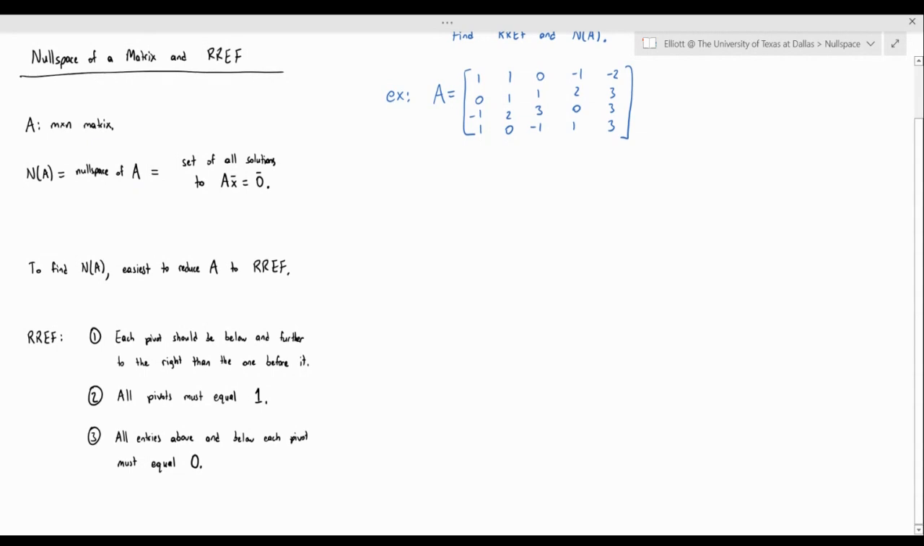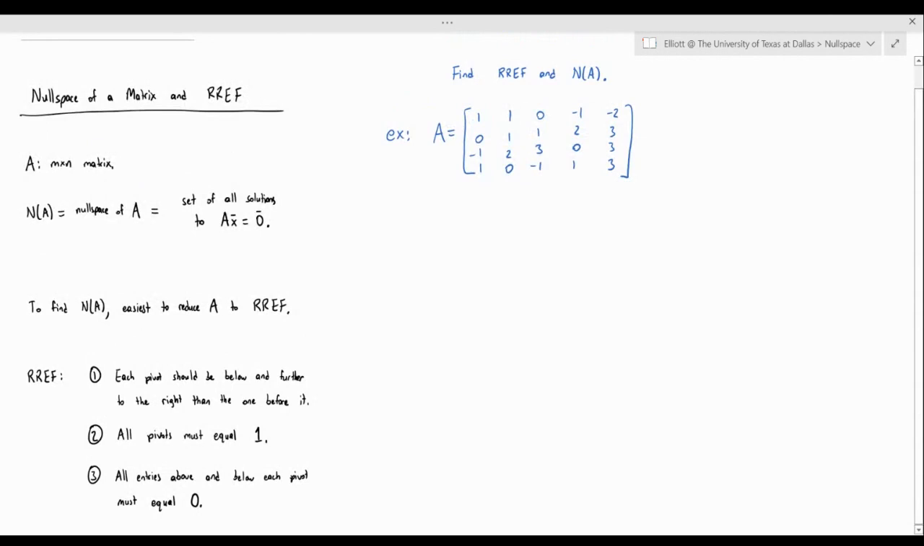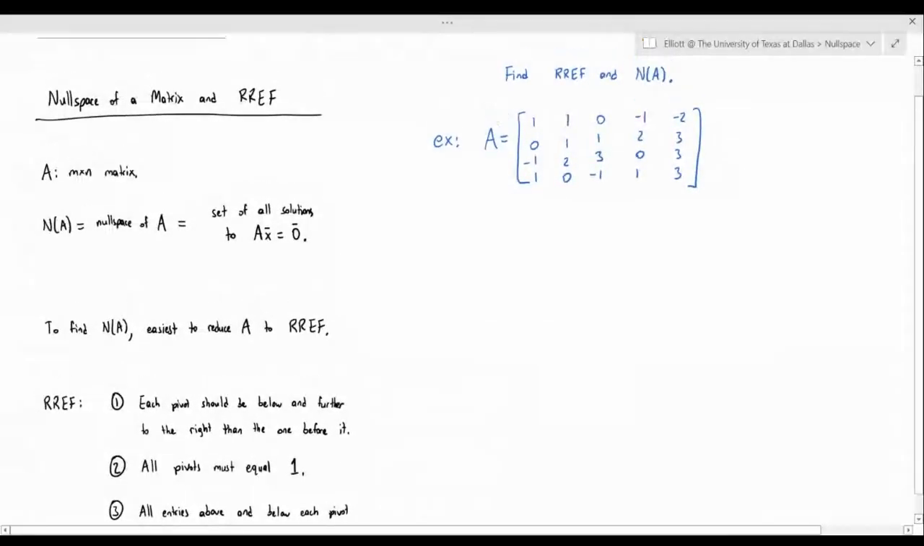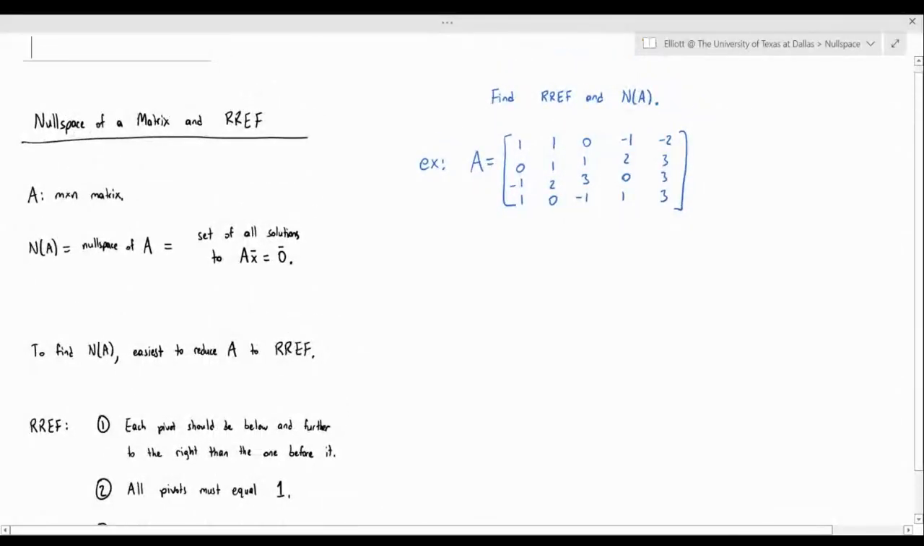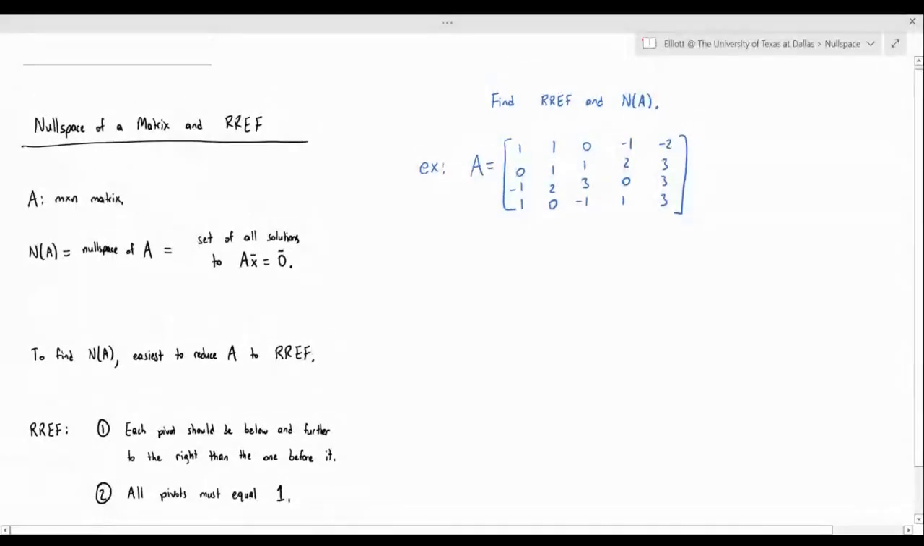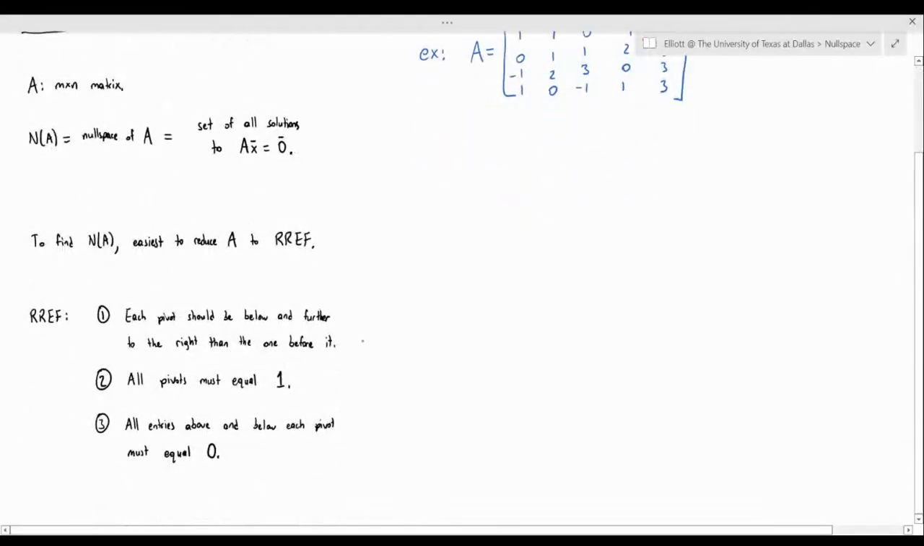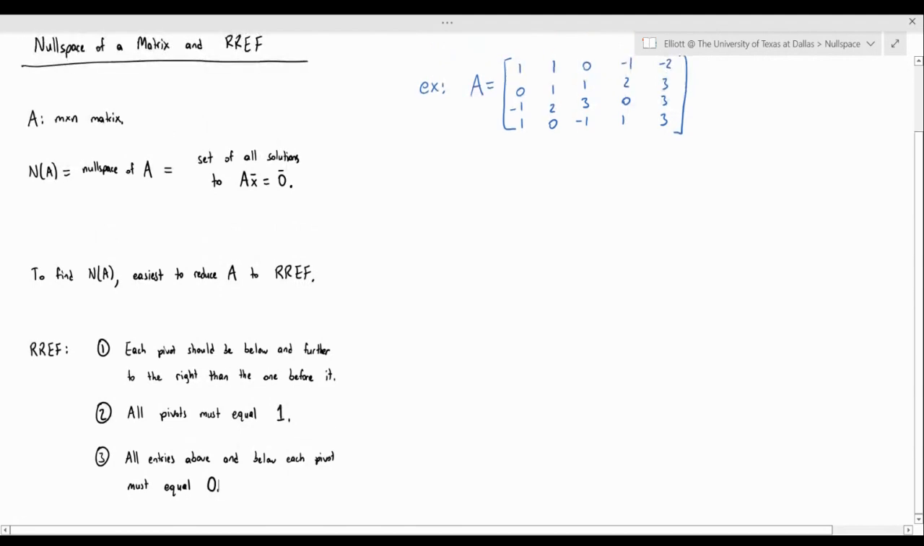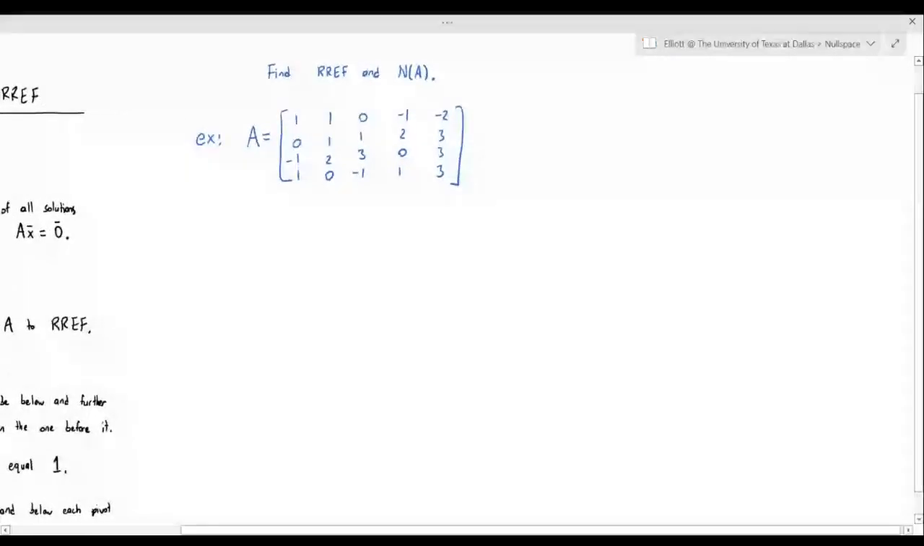I wanted to illustrate with this example of reducing a matrix to reduced row echelon form, and then from there finding its null space. Here I wrote down the conditions that have to be satisfied to be in reduced row echelon form. But I'm just going to start working through the example, and we can point out those conditions once we get to them.